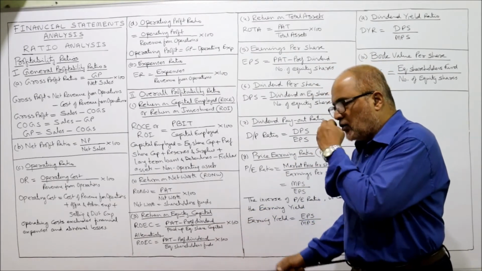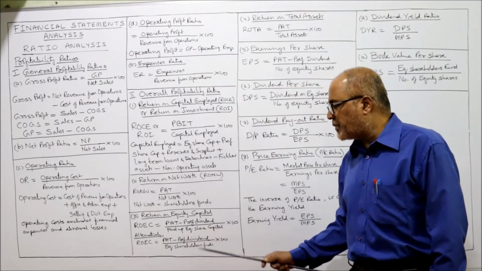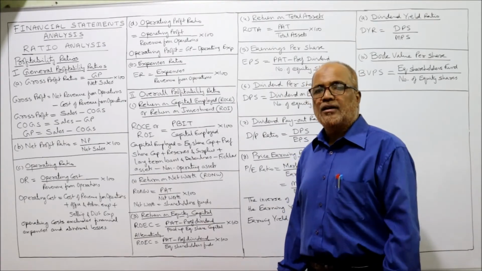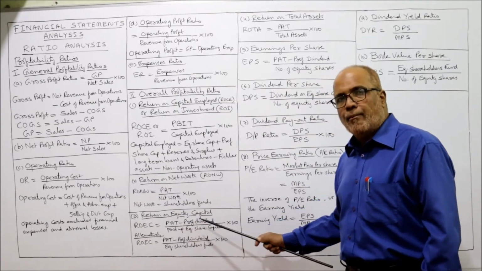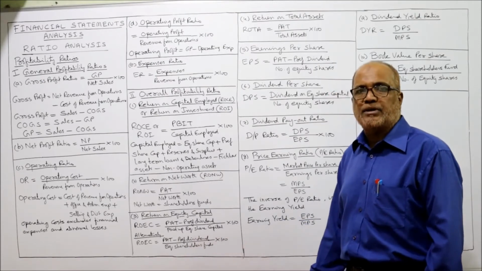Now return on equity capital. If preference dividend is given, then profit after tax minus preference dividend, divided by paid up equity share capital.